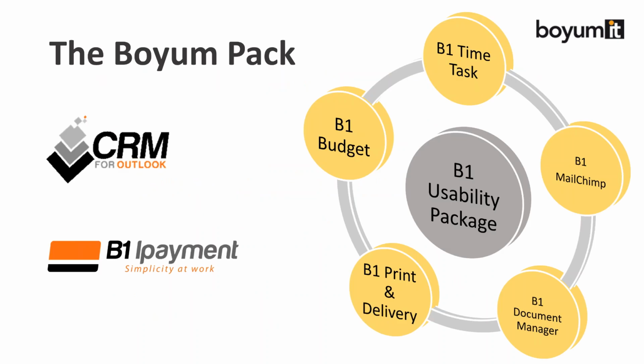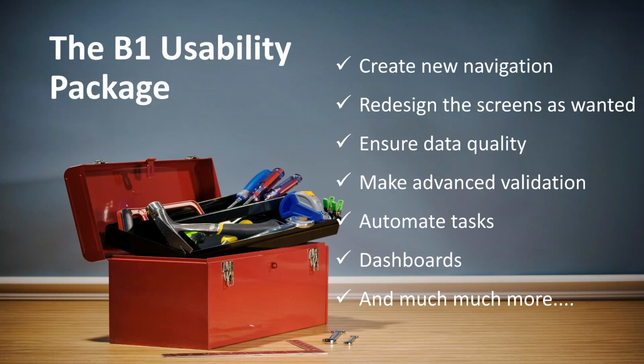Today, we're going to see, those are our products. We're going to see the B1 usability package. That's the main add-on. The yellow circles, what you see around it, those are modules within the usability package. You can turn on or off depending what you need. You buy what you need. On the left, you see CRM for Outlook. That's an integration to Outlook we also have, which has become very popular. And we also have B1 iPayment, which is a credit card add-on, which is also very much liked here in the United States.